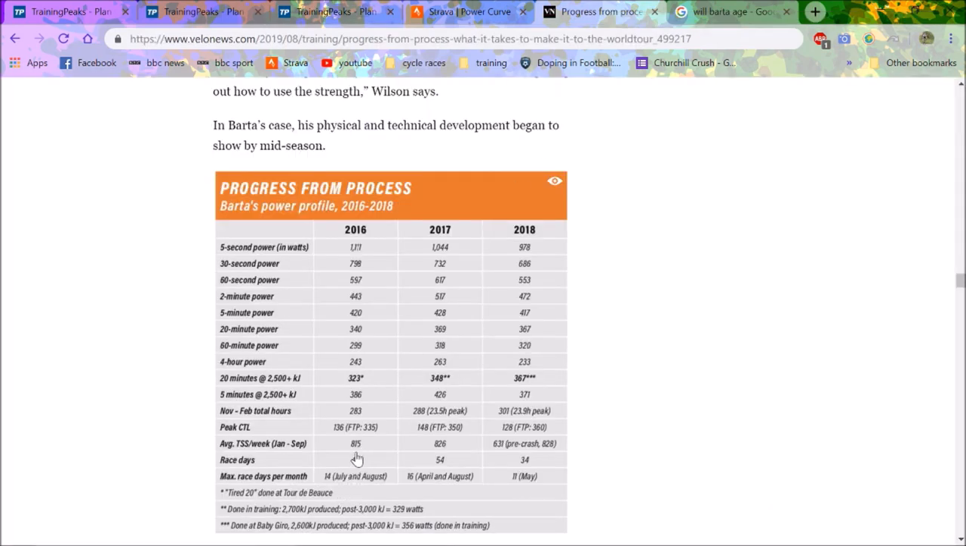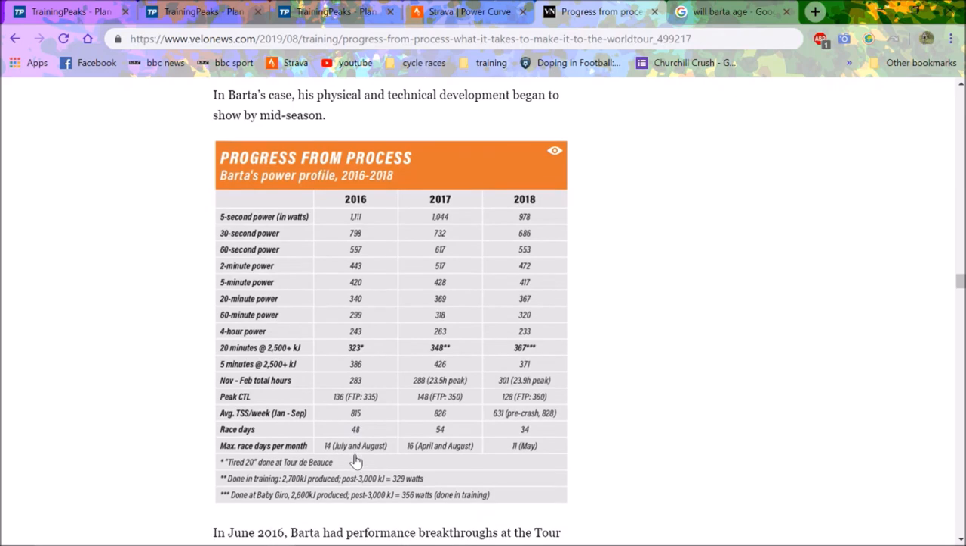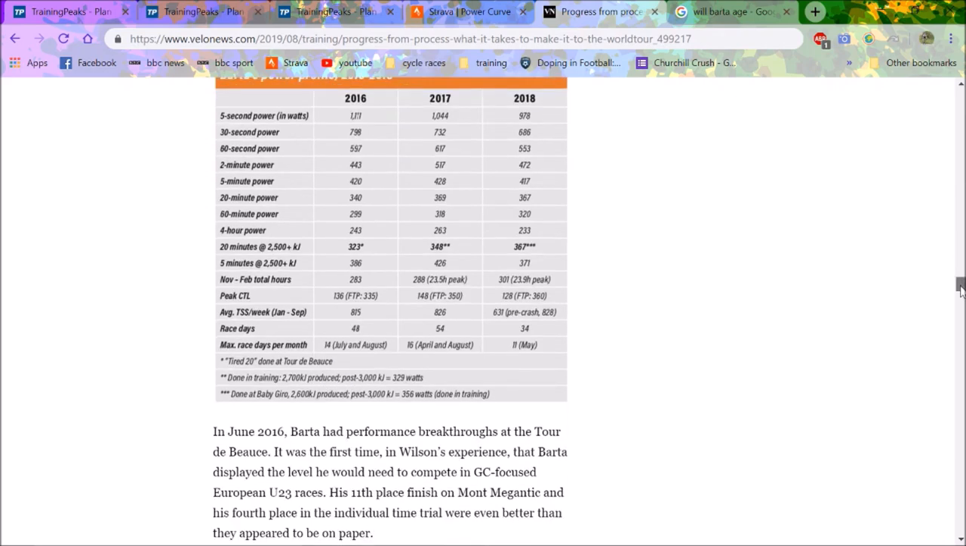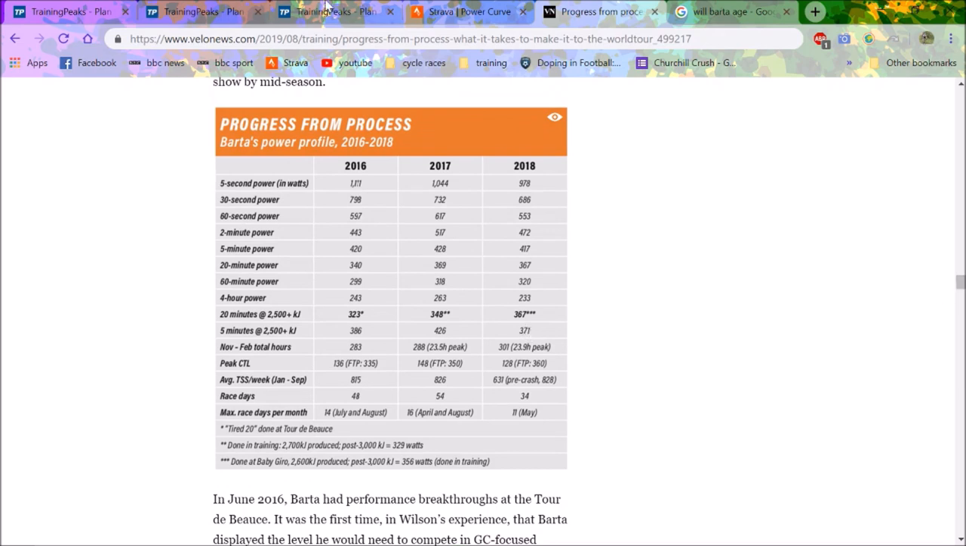And then you can see race days. Obviously, I probably do more race days than him because I don't race big races like crits or anything that counts as a proper race day. So you can see that from there.